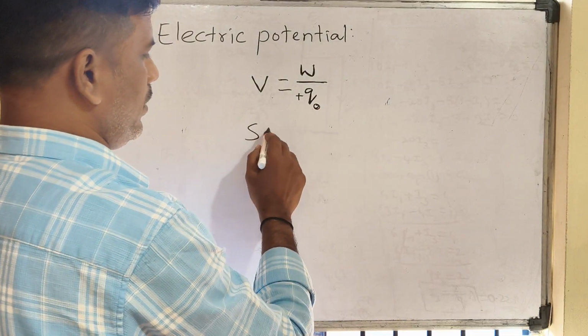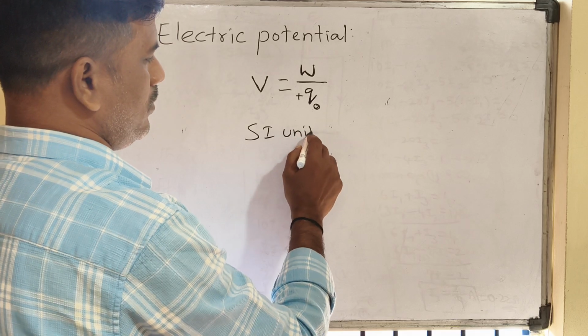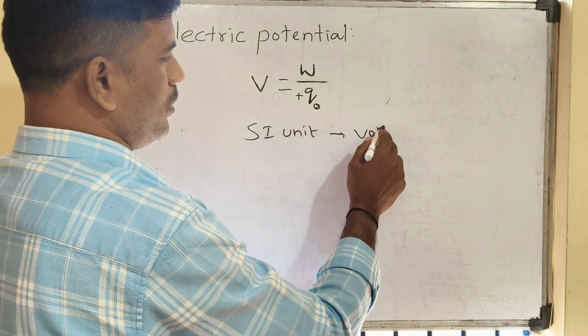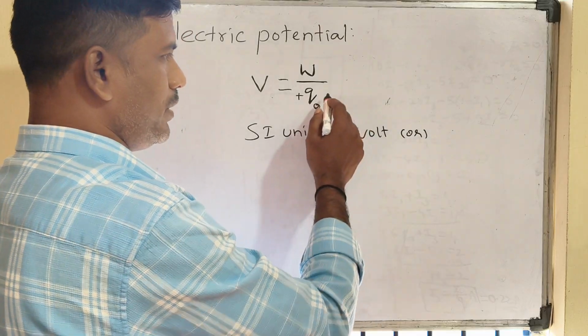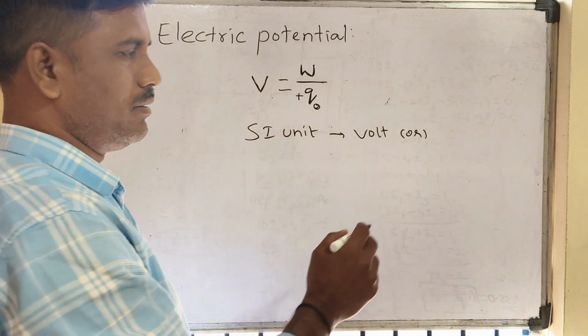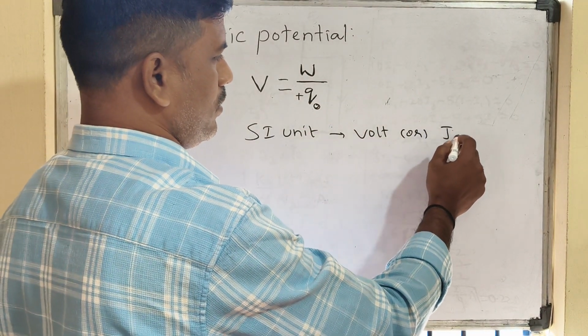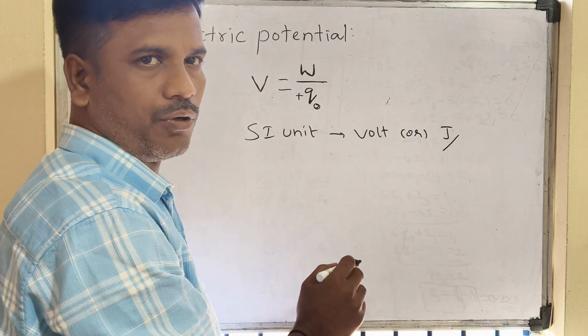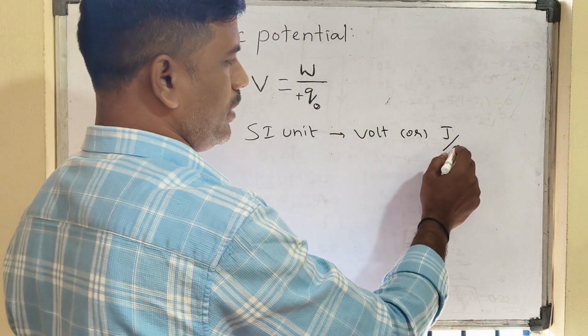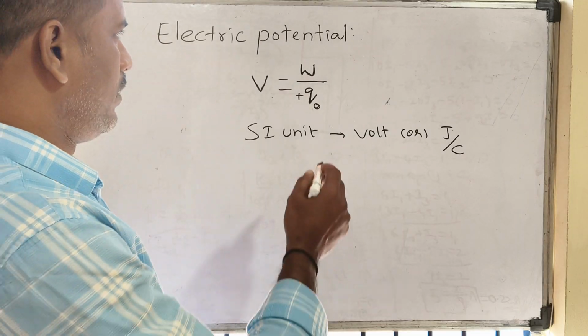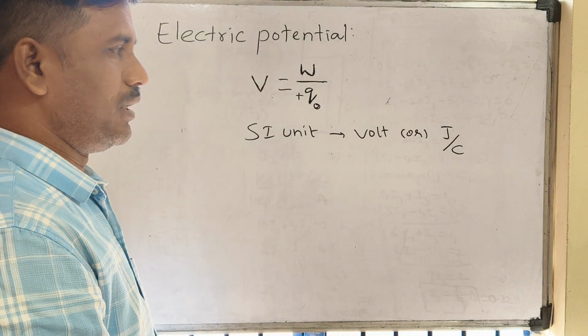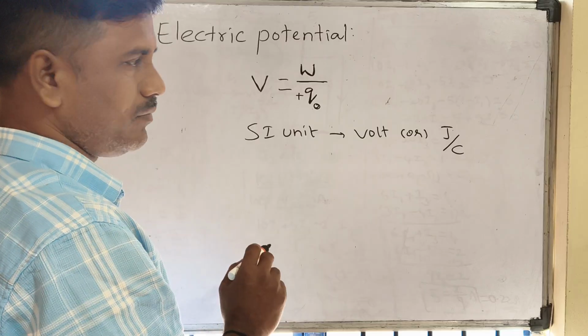Its SI unit is simply the volt. According to the equation, work done means joule, divided by Q naught. Q naught means charge, and the SI unit of charge is coulomb. So joule per coulomb is the SI unit of electric potential.